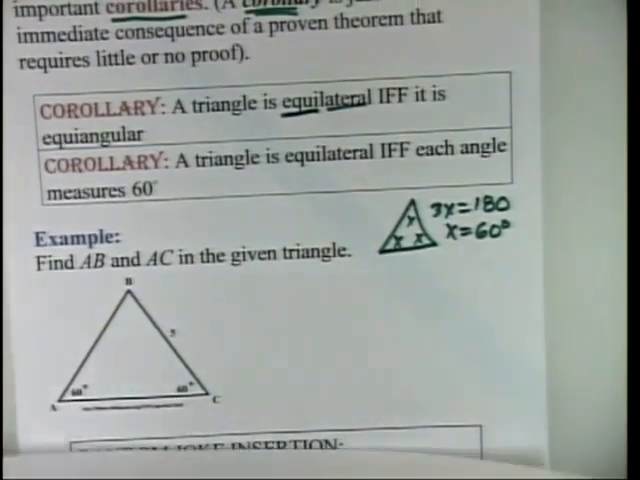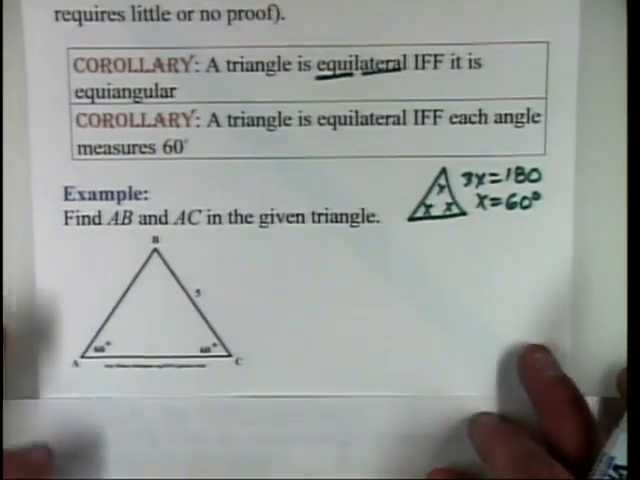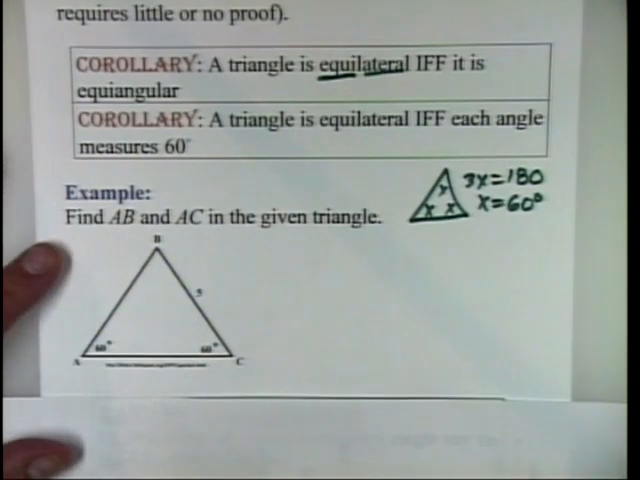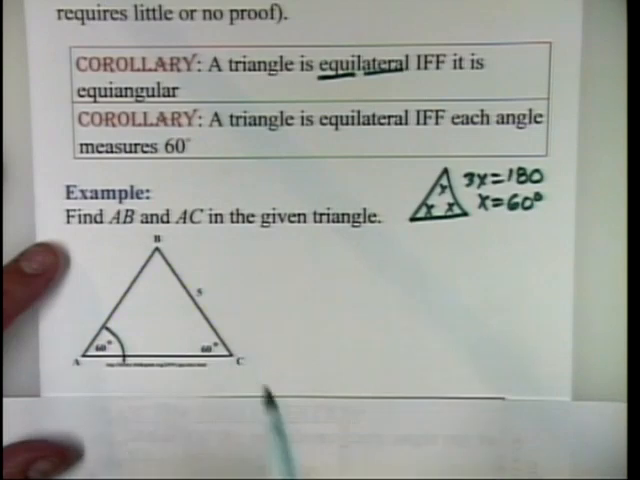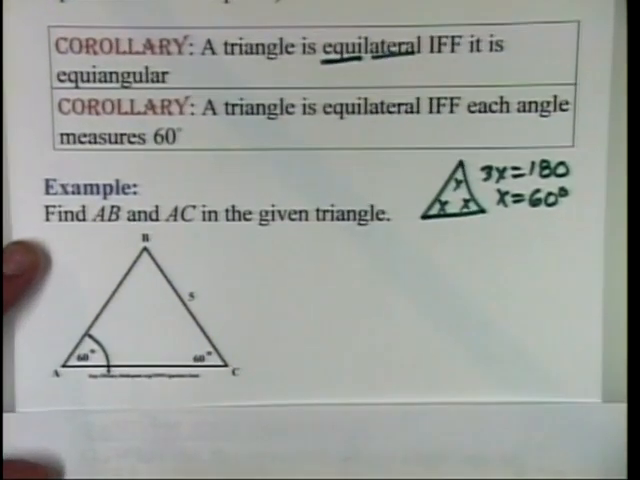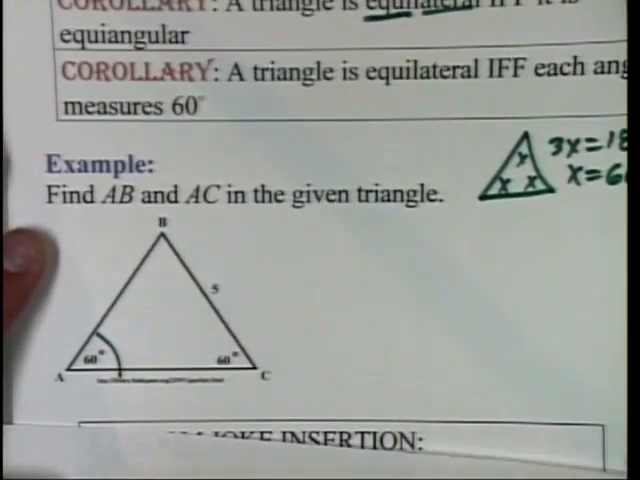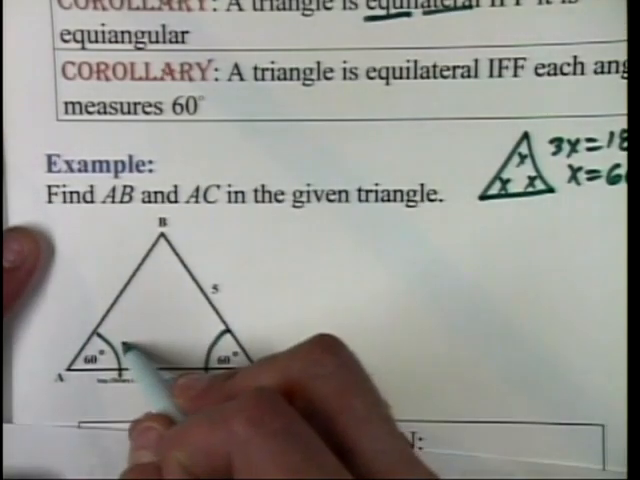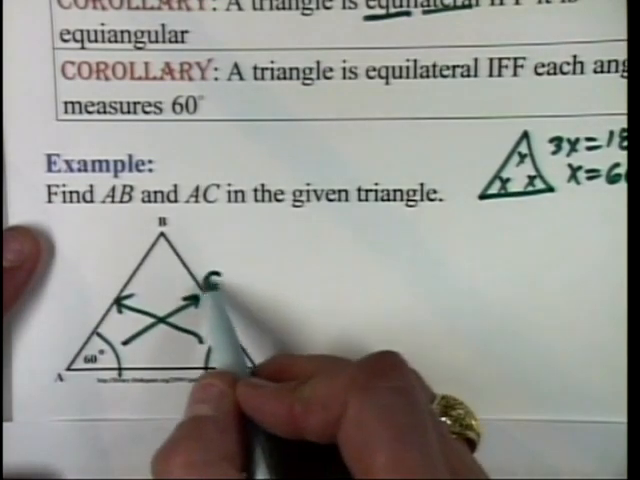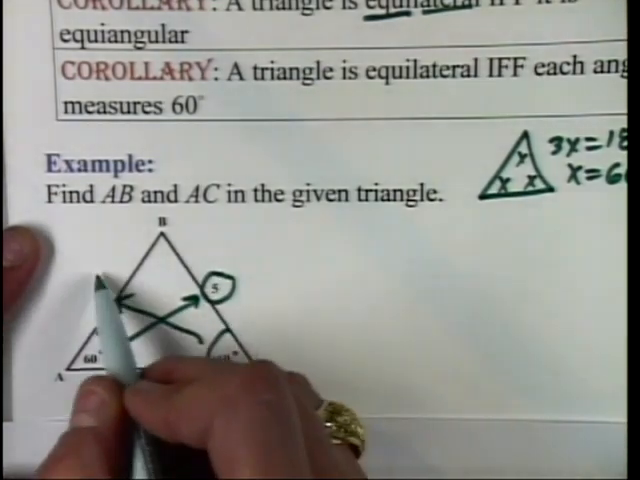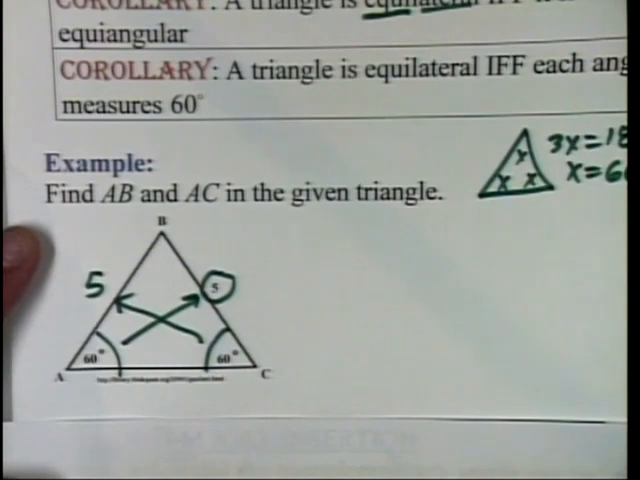It says, find the measure of AB and AC in the given triangle. Well, I have triangle ABC, and I know that this angle is 60 degrees, and I know that the other angle is also 60 degrees. Okay, so by the isosceles triangle theorem, I know that the sides opposite are congruent. So if this side length is 5, I know that this side length is also 5.